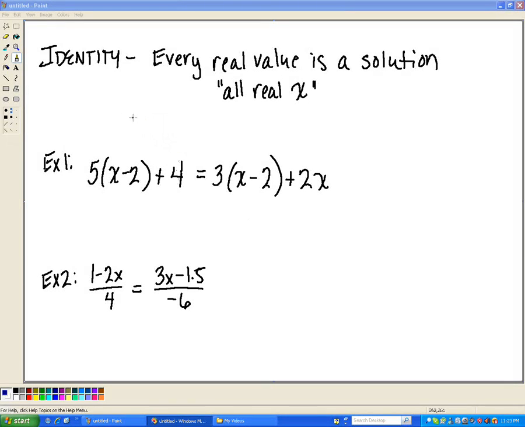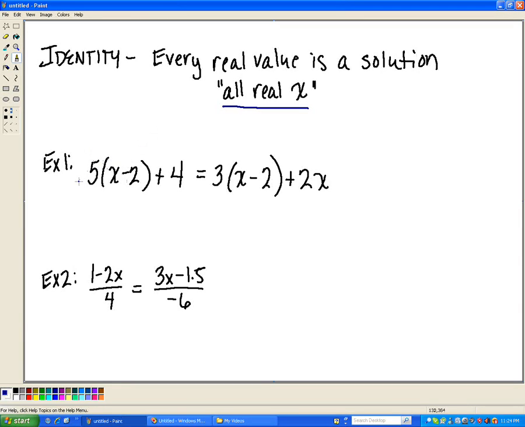Hi, this video will define an identity and give two examples. So an identity is an equation where every real value is the solution. And what we actually say the solution is, is all real x. Okay? And what happens in an identity is that the left-hand side ends up looking exactly the same as the right-hand side. So let's go through two examples and see if you can't see that.